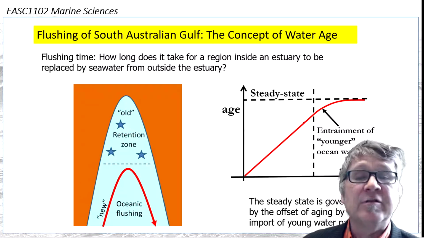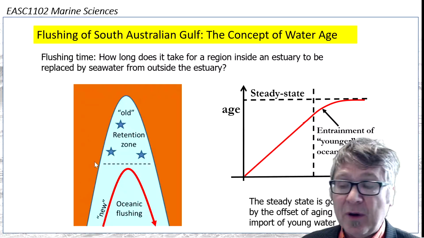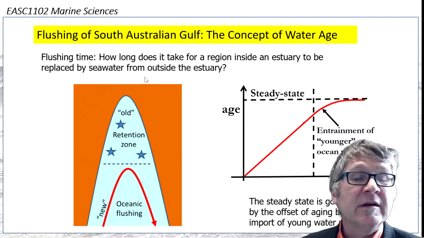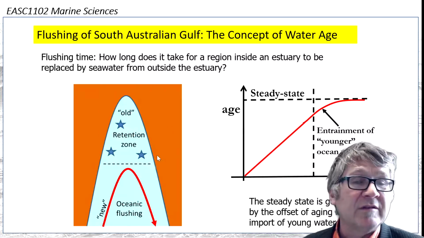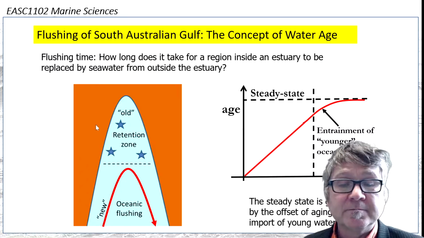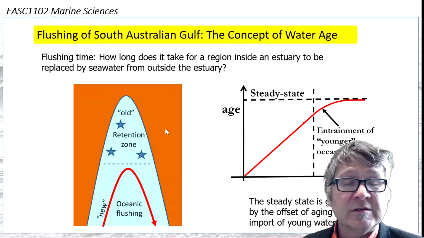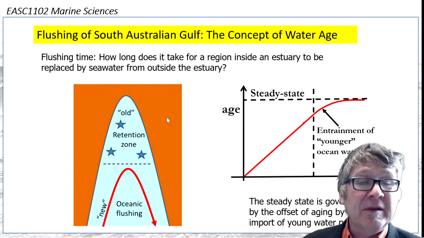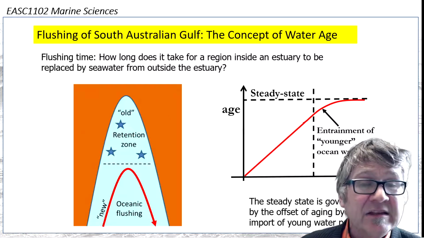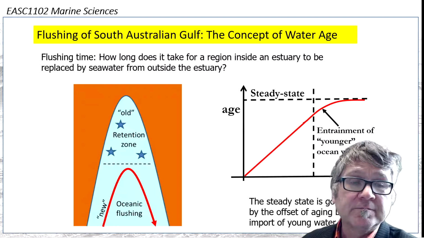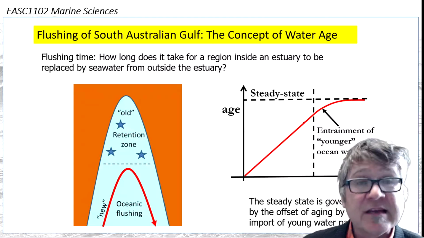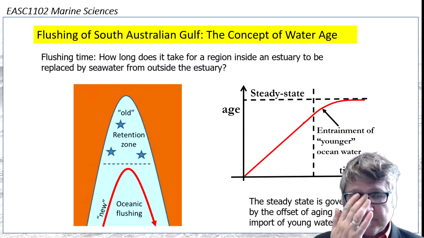So you can have a situation where you have one part of your estuary that you can classify as a retention zone, which always contains relatively old water. So the flushing ability of the inflow is limited to a certain fraction of your Gulf. And you will see that this actually happens in Spencer Gulf.